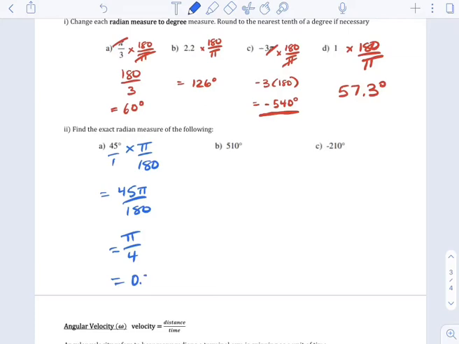You can put in pi divided by 4, which is 0.78. I don't put degree or anything like that because it's in radians. You could put RAD if you want.